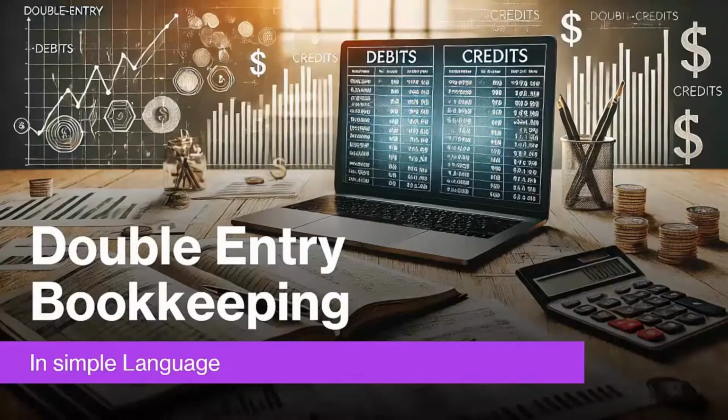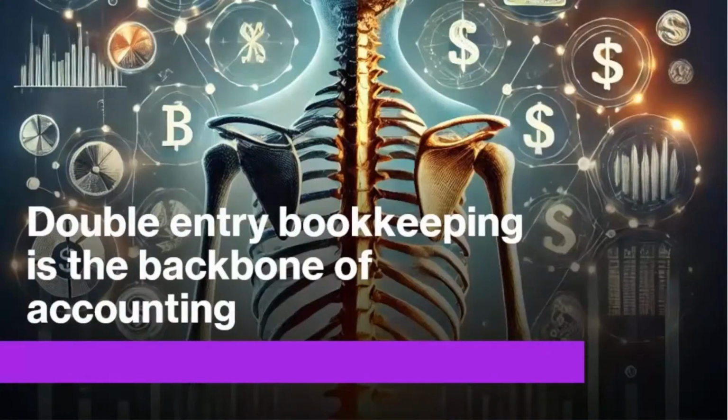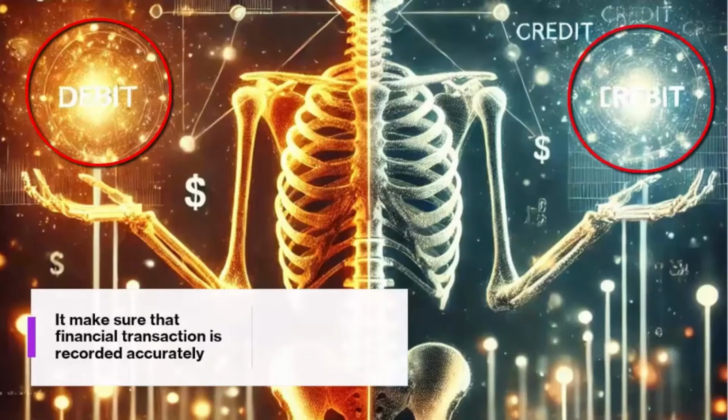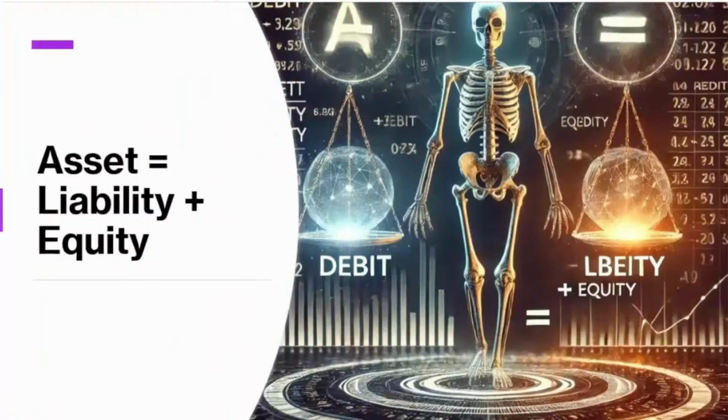Double entry bookkeeping, a friendly explanation. Double entry bookkeeping is the backbone of accounting. It's the system that ensures every financial transaction is recorded accurately by balancing two sides, a debit on the left and a credit on the right. The idea is simple. Every transaction affects at least two accounts, and the total amount of debits must always equal the total amount of credits. This keeps your accounts balanced and in line with the accounting equation.